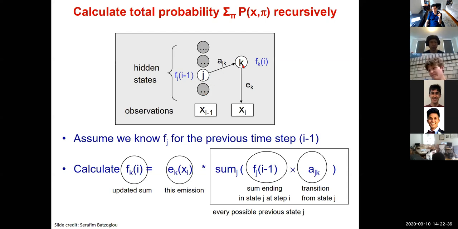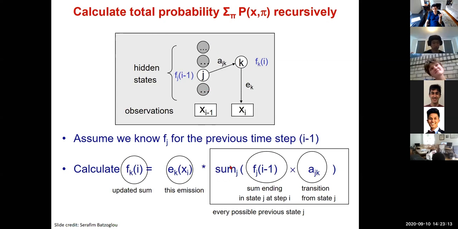I can calculate the sum all the way to here by taking the sum over all previous probabilities, over all previous sums, each weighted by the transition probability, and of course, the overall sum weighted by the emission probability from the current state. So instead of defining this Viterbi variable, which gave me the maximum over all paths, now I'm going to define the forward variable that gives me the sum over all paths.